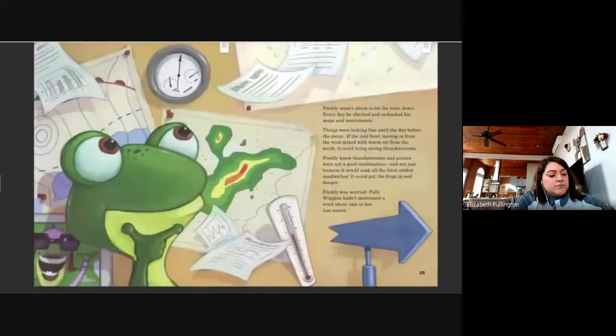Freddie wasn't about to let the town down. Every day he checked and rechecked his maps and instruments. Things were looking fine until the day before the picnic. If the cold front moving in from the west mixed with the warm air from the south, it could bring strong thunderstorms. Freddie knew thunderstorms and picnics were not a good combination, and not just because it would soak the fried cricket sandwiches. It could put the frogs in real danger. Freddie was worried. Polly Woggins hadn't mentioned a word about rain in her last forecast.